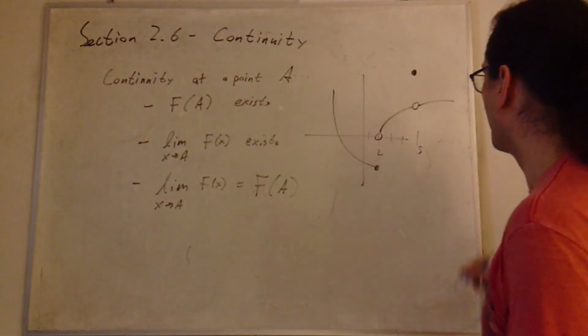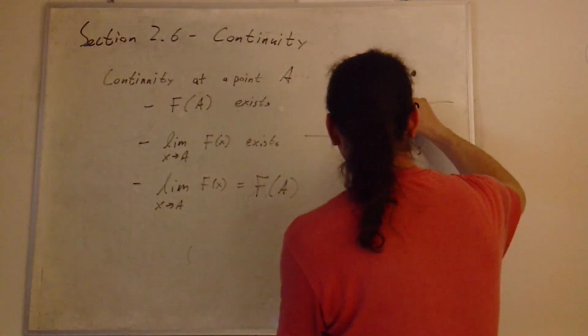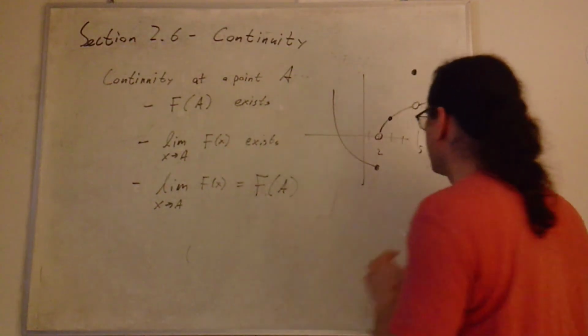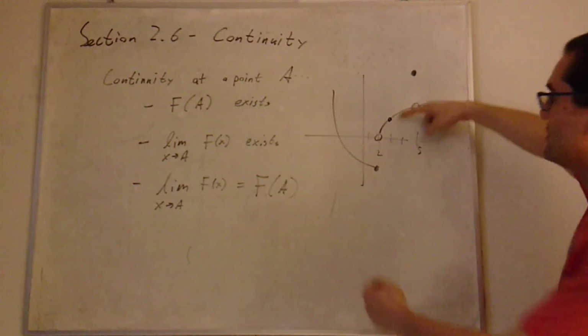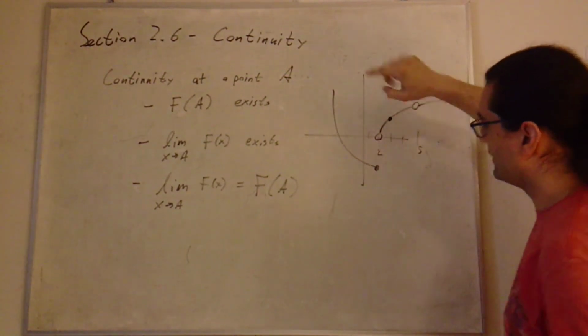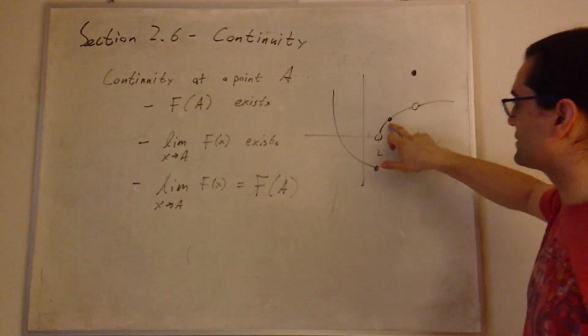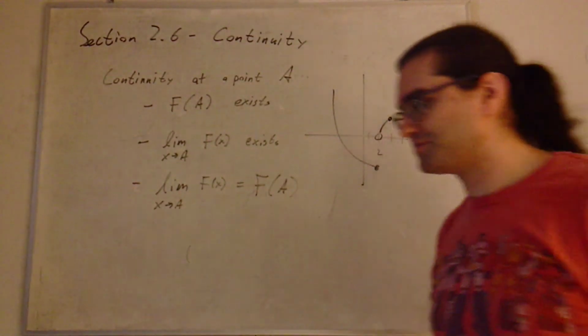And at x equals 3, whatever this point is, the function value exists, the limit exists, they agree, all three of these are met, so it's continuous at x equals 3.